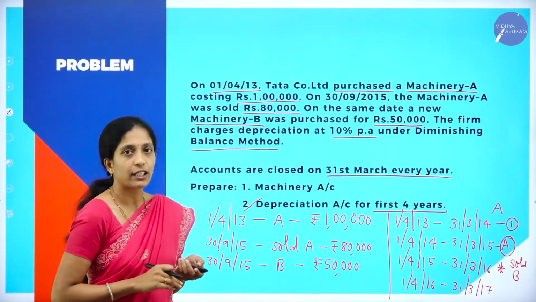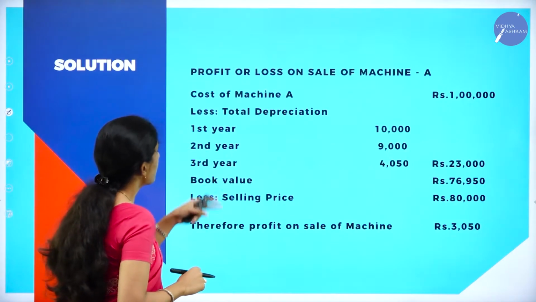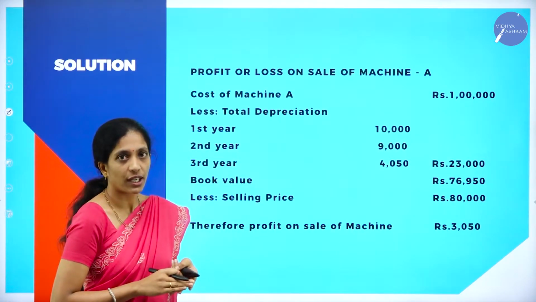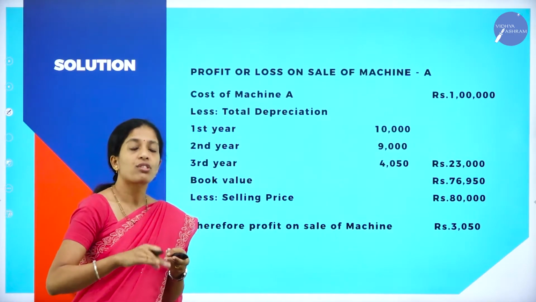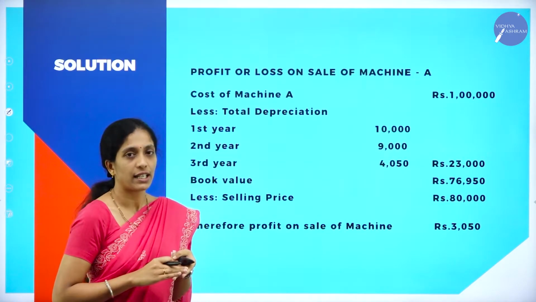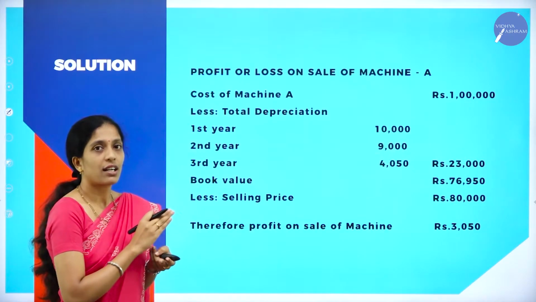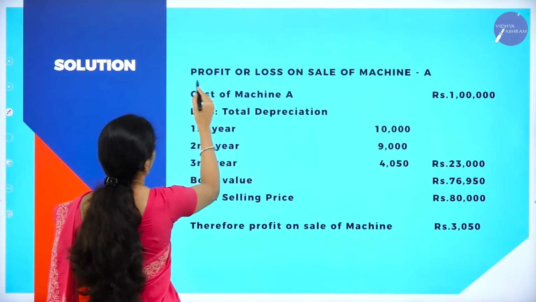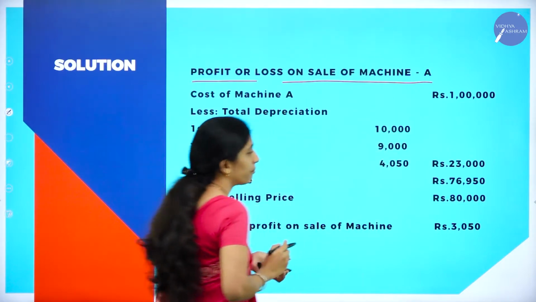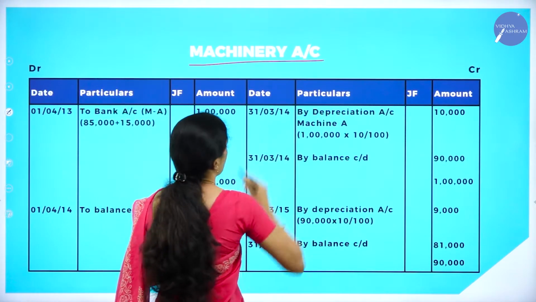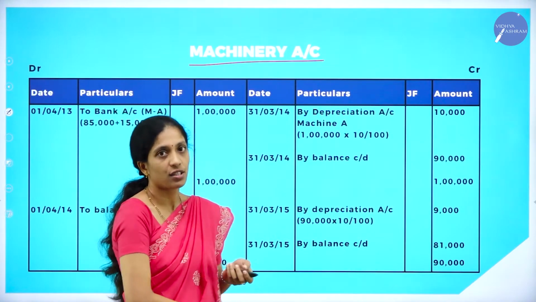Now we shall directly go through the solution. This I'll come to later, that is profit or loss on sale of machine A, because machine A was sold in the third financial year. So while recording the ledger accounts in the third year, we shall come to the profit or loss on sale of machine A. Till then, we shall record this machinery account for the first 2 years.